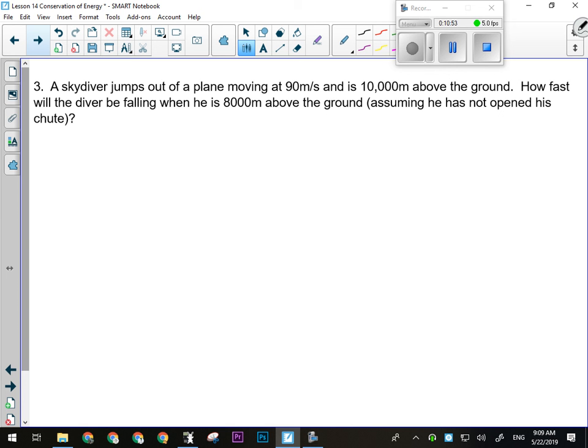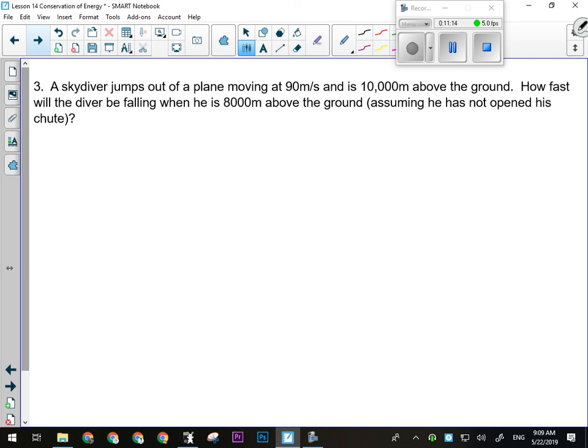If he opens his parachute, will he fall at 9.81 meters per second squared? No. So that's why we say he hasn't opened the parachute. Otherwise, we don't know what g is. It would be something else, and that would really change things up. All right, so I want you guys to give this one a try. We're looking this time for one of the two speeds. I'll give you a little bit of time on that.